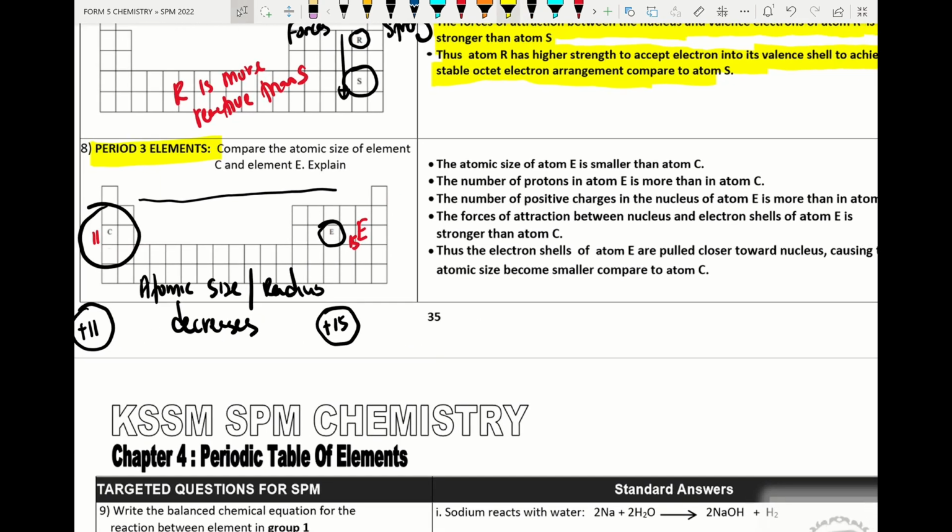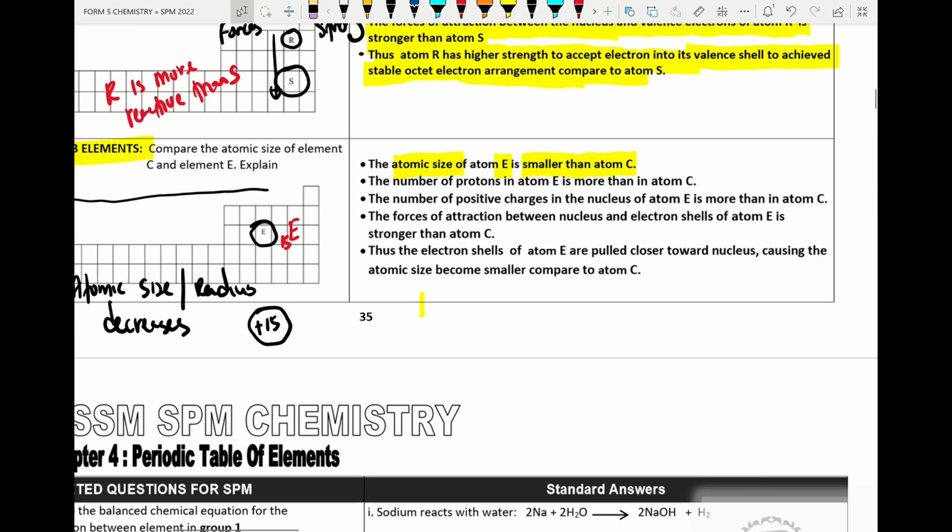All right, so we try to answer this question. How to explain the atomic size of E is smaller than the atomic size of C? The number of protons in atom E is more than atom C. When the number of protons is more, the number of positive charges in the nucleus of atom E is higher than in atom C. Forces of attraction between nucleus and electron shell of atom E is stronger than atom C.